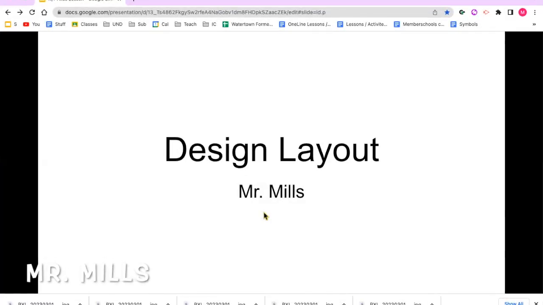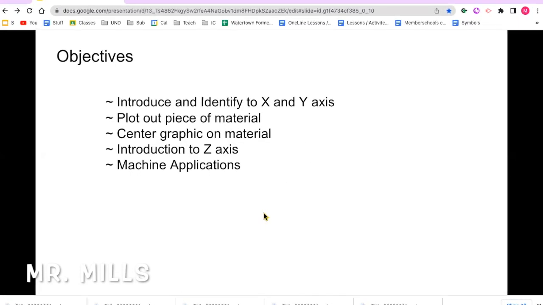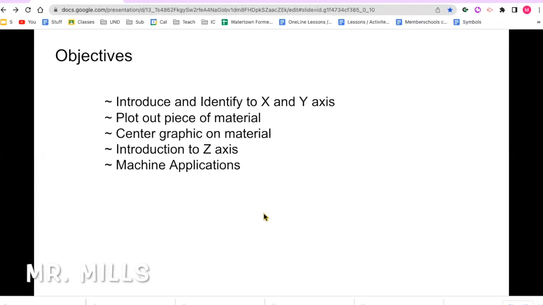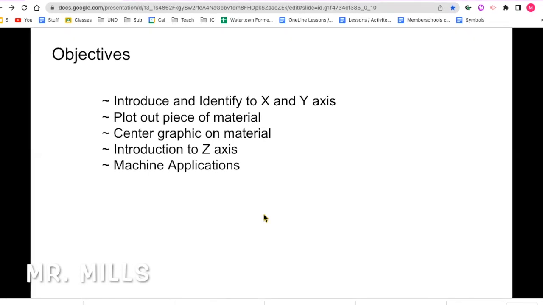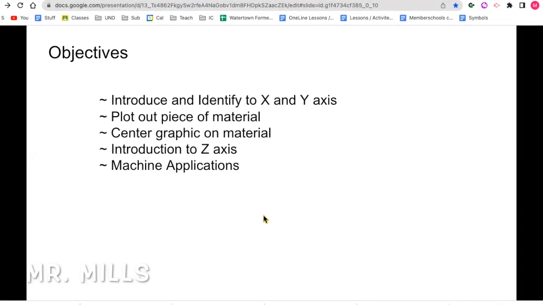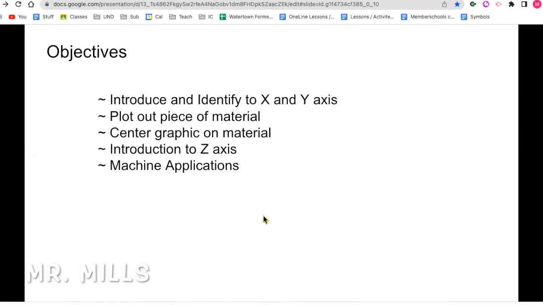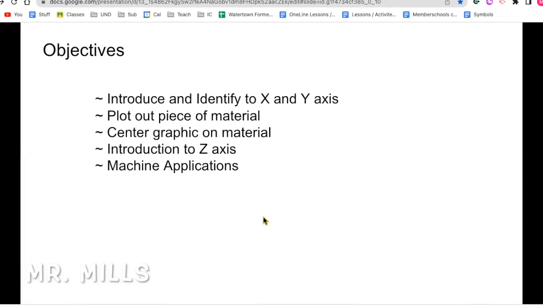Today's lesson, we're going to be talking about design layout. Specifically, in our objectives, we're going to introduce and identify the X and Y axis. We're going to plot out a piece of material. We're going to center a graphic on that material. And we're going to introduce the Z axis. And then lastly, we're going to talk about different machine applications with the XY axis.